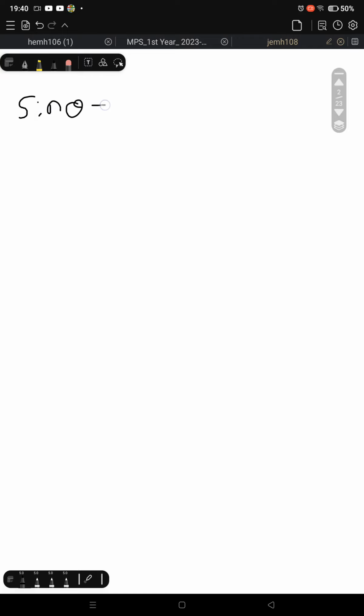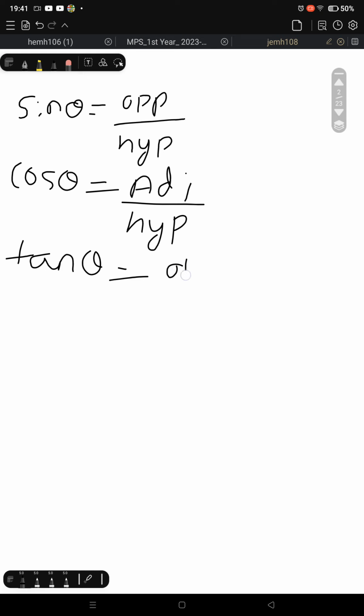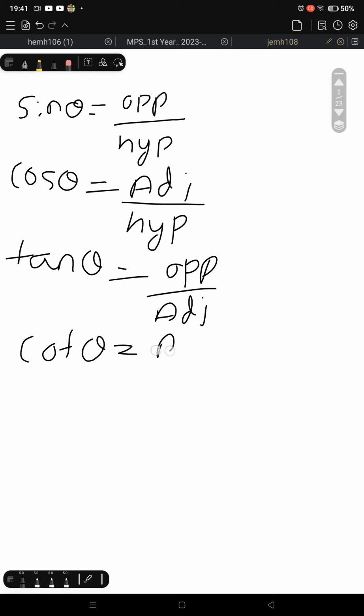Sine theta is equal to what? Opposite divided by hypotenuse. Next comes cos theta: adjacent divided by hypotenuse. Next comes tan theta, that is opposite divided by adjacent. Cot theta is adjacent divided by opposite.